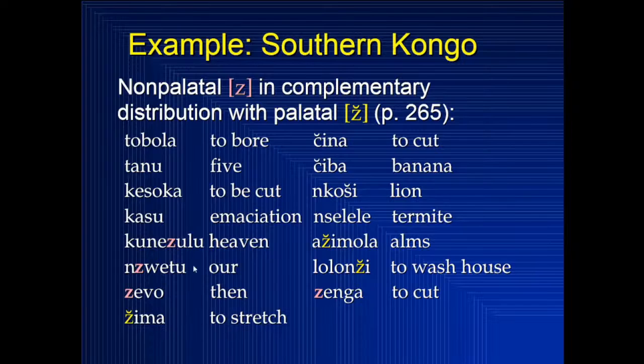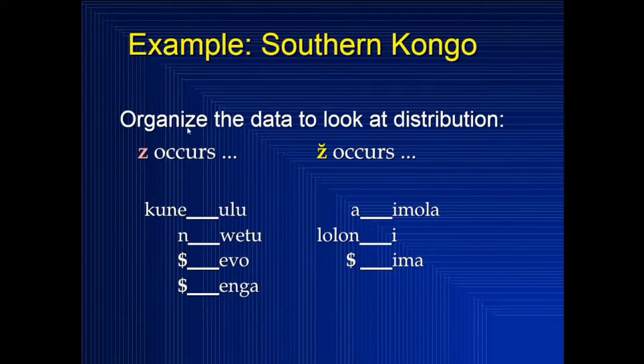Now, we are going to talk about their distribution, that is, the position or the positions where they are going to be found in these words. Of course, we have to organize the data to look at the distribution of both sounds. So we can say Z occurs here, here, here, and here. J occurs here, here, and here. In this way, this is going to help us understand their phonetic environment. It's going to enable us to formulate a phonological rule to show where this sound occurs and where this sound occurs.